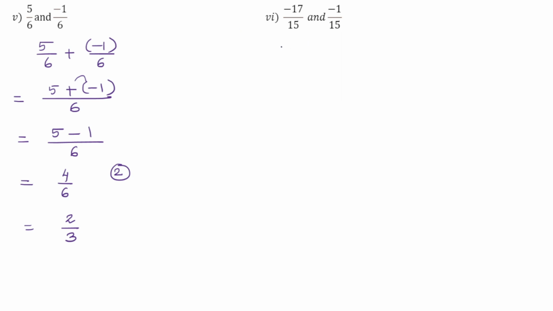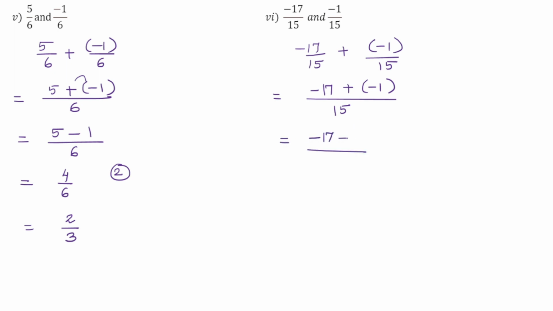Now let us solve question number 6. Minus 17 by 15 is to be added with minus 1 by 15. So you have here 15, minus 17 plus minus 1. So as you open the bracket, plus and minus becomes minus. 1 comes here by 15. So it is minus 18 by 15. Now if you see, both of these numbers come in the table of 3. So we are going to divide both numerator and denominator by 3. On dividing, you get minus 6 by 5 as your answer.